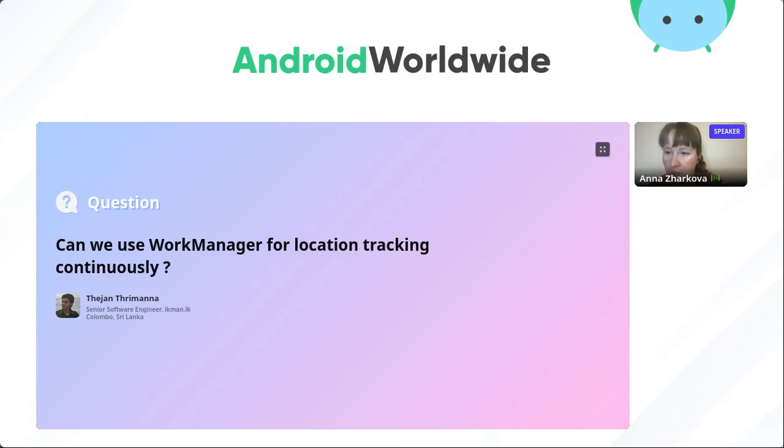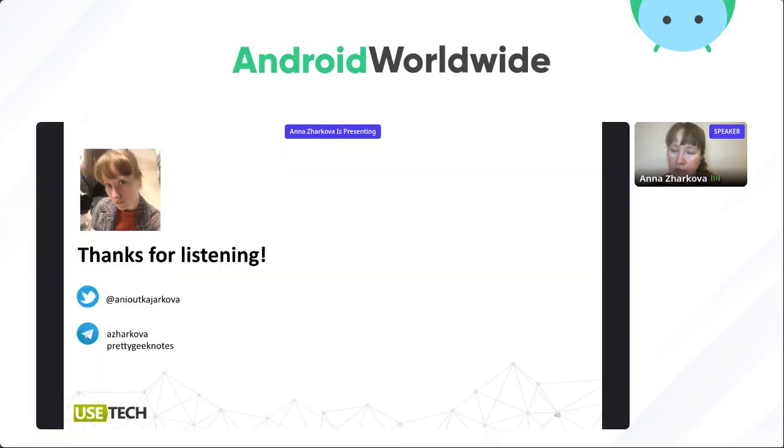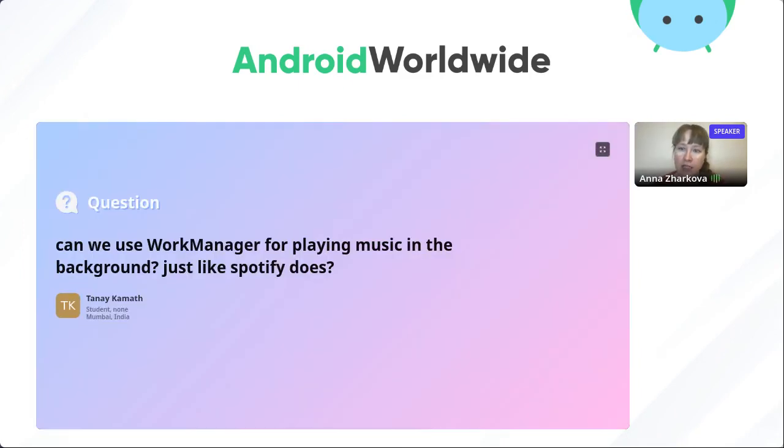Can we use Work Manager for playing music in the background just like Spotify does? I think so, but for this mechanism, we need to stay with Foreground Services. Why? We start listening to music when we are in the foreground stage. So foreground and bound services is a particularly classic solution for playing music in the background, and I don't think that we need to change it to something else.